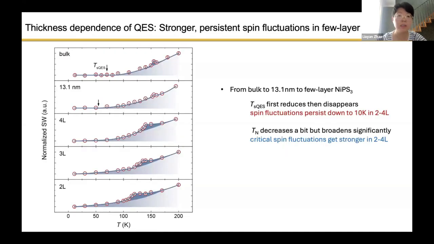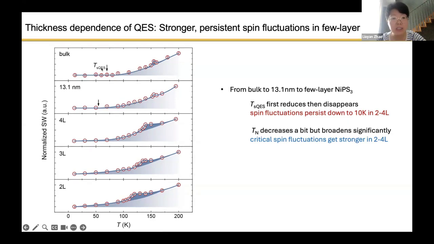Okay. So then here is what we do. We do the same plot for bulk, for this 13 nanometer flake, and then for 4 layer, for 3 layer, for 2 layer. As you can see, as our thickness goes thinner and thinner, the two things that we mentioned in the page before actually change. So this suppression of quasi-elastic scattering temperature goes down gradually.